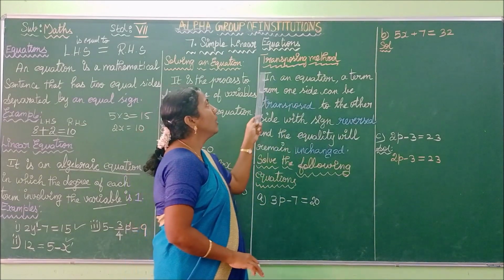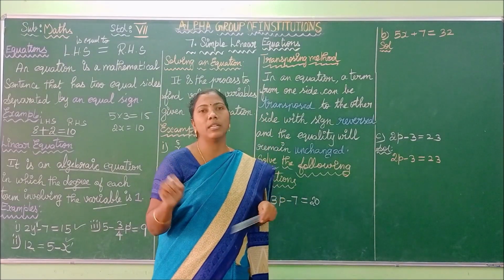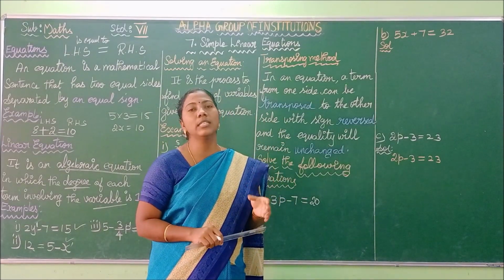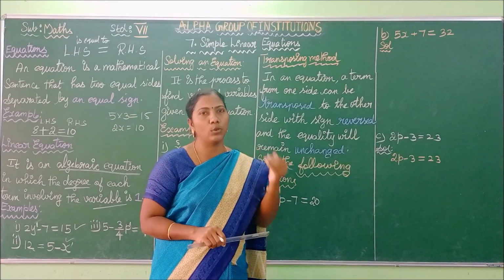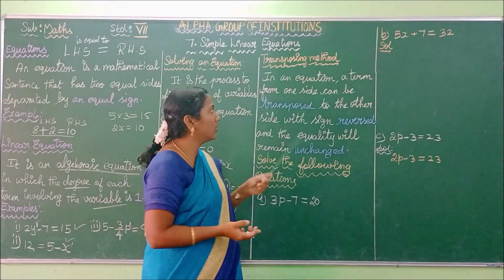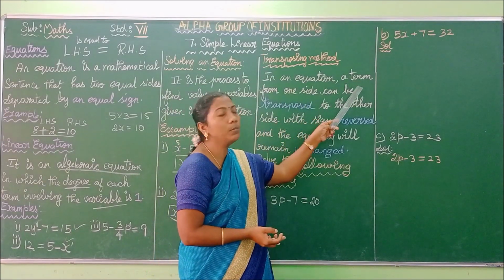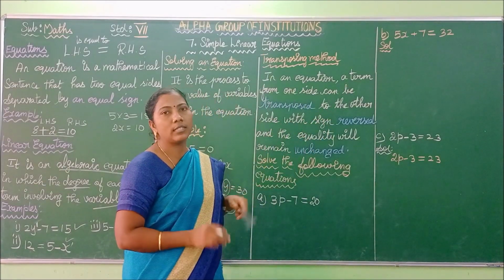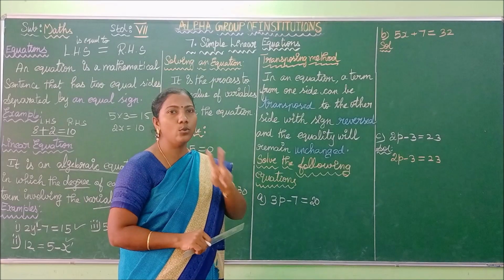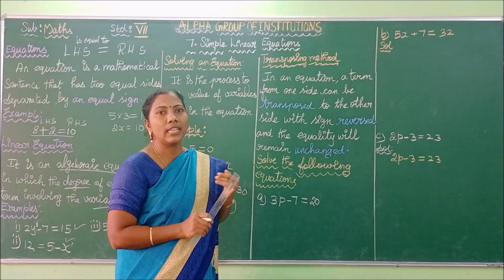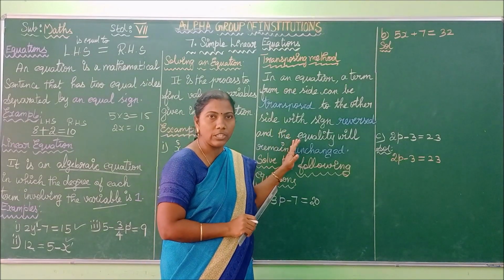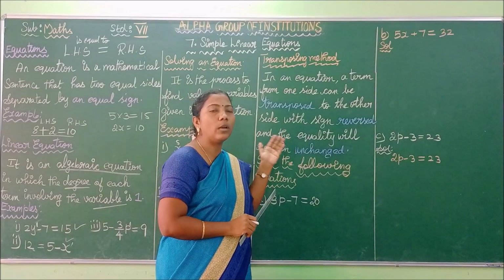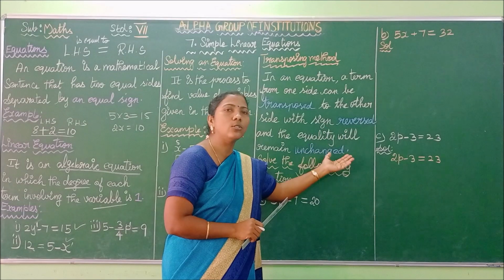Listen carefully. We are following the transposing method. What is meant by transpose? Transpose means we are transferring its position. That is, we are changing its position. What are we changing? We are changing the position of a term from one side to another side. I have already told you there are two sides. What are the two sides? LHS and RHS. So in the process of finding the solution of the given equation, we bring one term from LHS to RHS or RHS to LHS.